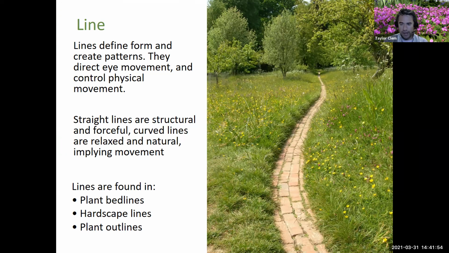So we can find lines in bed lines. That's the most common space. Like, how do you define a bed? Hardscape patterns or hardscapes, as well as just the outlines of plants themselves. So when you look at this image on the right, where does your eye go? Back. Yeah, that line specifically takes your eye to the background of the image.